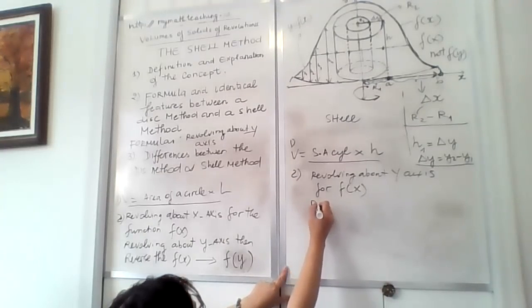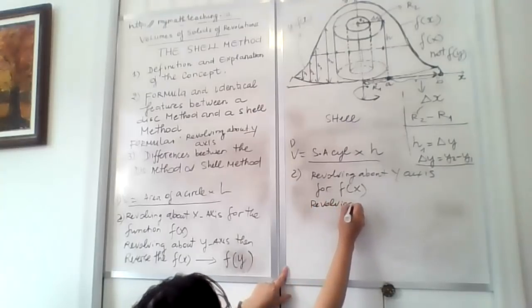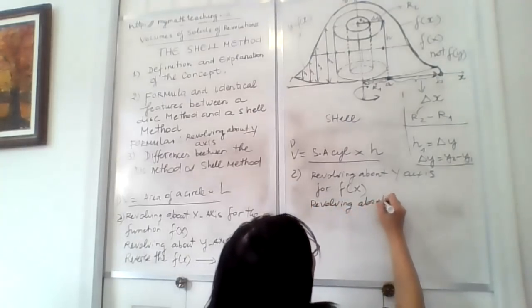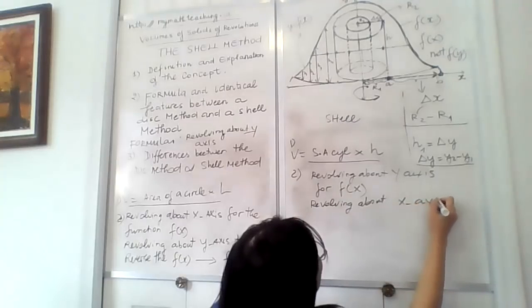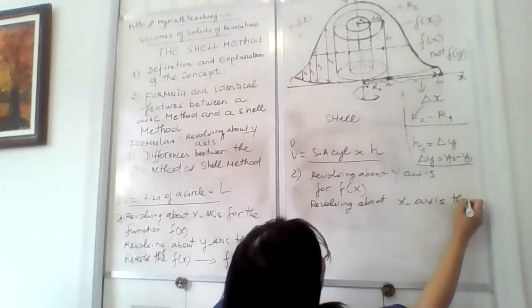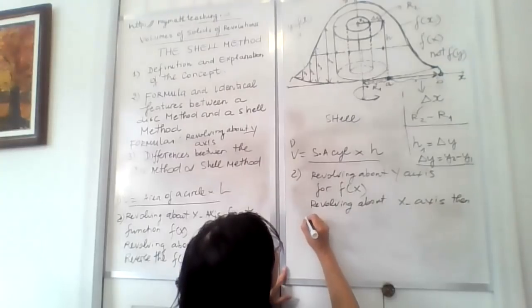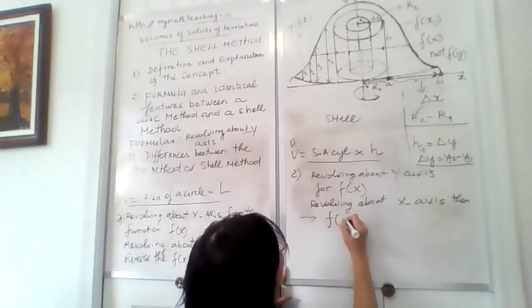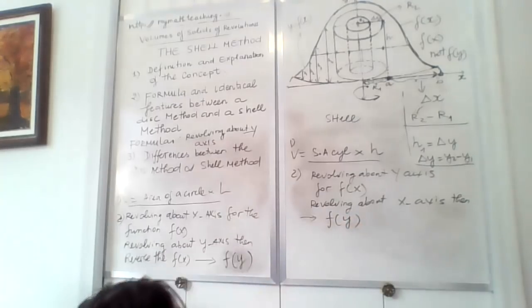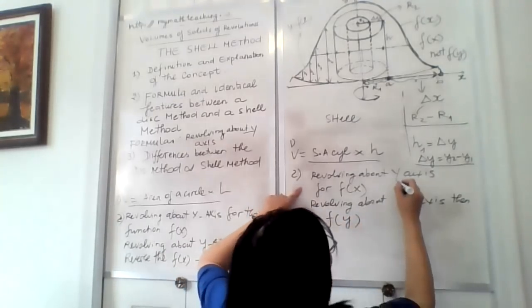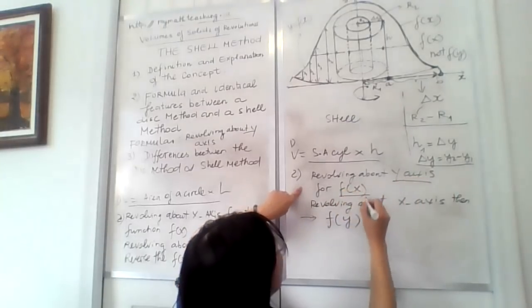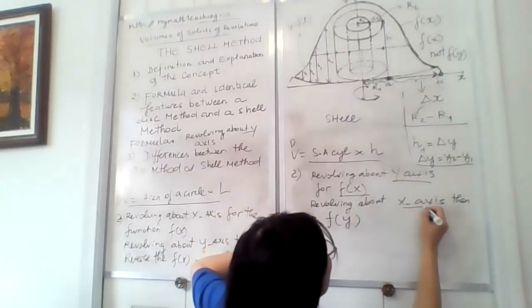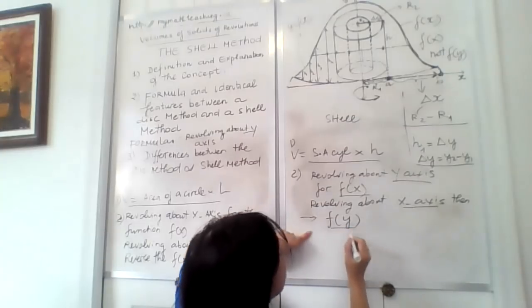So if we're talking about revolving about the x-axis, then the function f of x, we have to change become f of y, right? So if we're talking about revolving about the y-axis, we keep the same f of x. We're talking about revolving the x-axis, we have to talk about f of y.